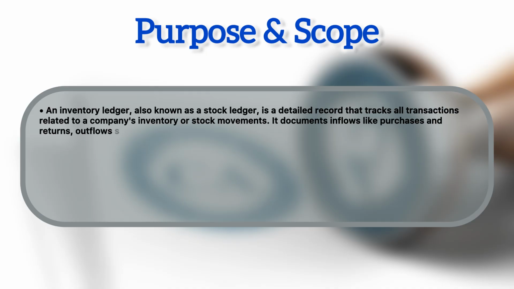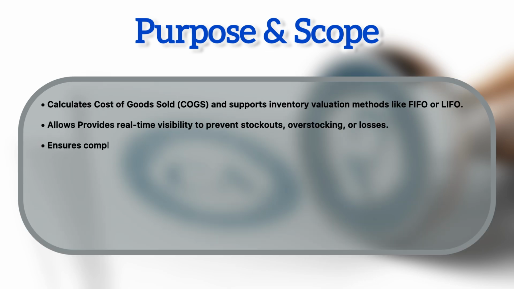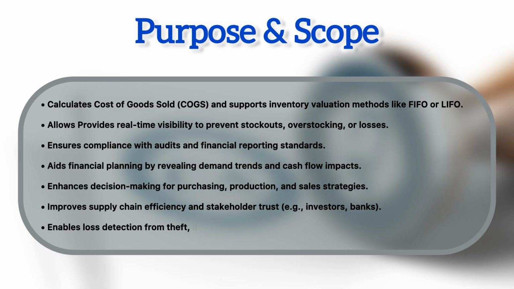Now let's discuss the purpose and scope of this stock ledger. Stock ledger is basically the inventory record, a detailed record, as discussed earlier, of all the stock movements, whether stock received or stock sold or sent. It's a real time overview of stock in hand by group, by quantity, and the value at a godown or location level. It tracks the inflow and outflow of the stocks. It is important to understand the valuation of the stock to calculate the cost of goods sold, which helps you understand what margin you are getting.